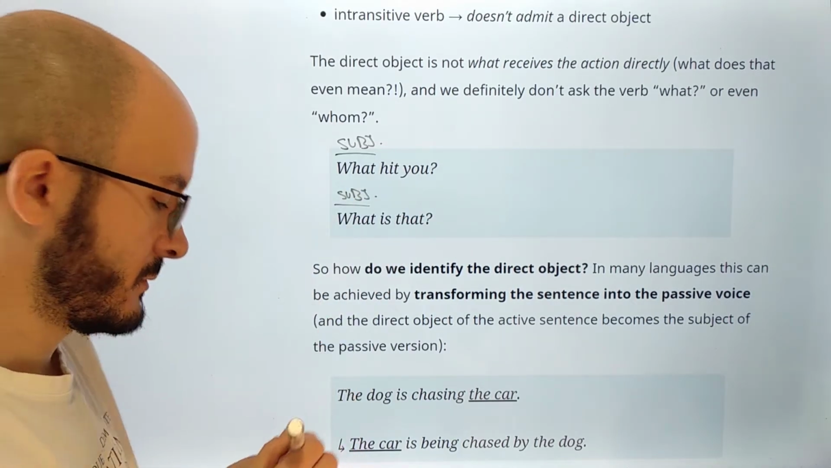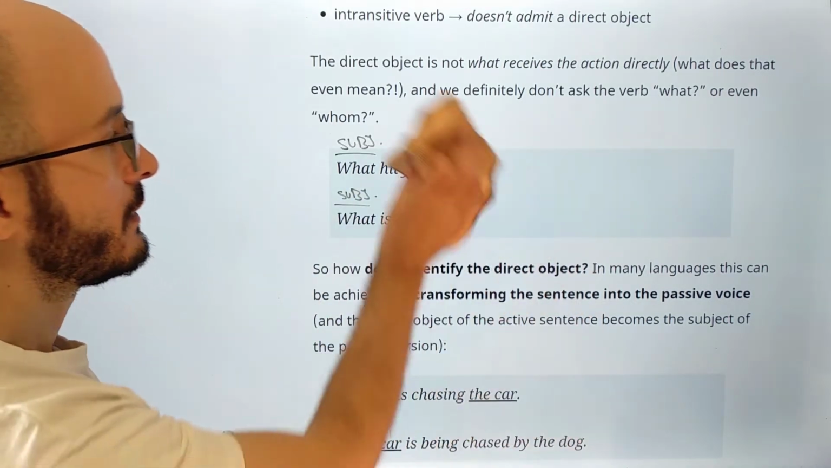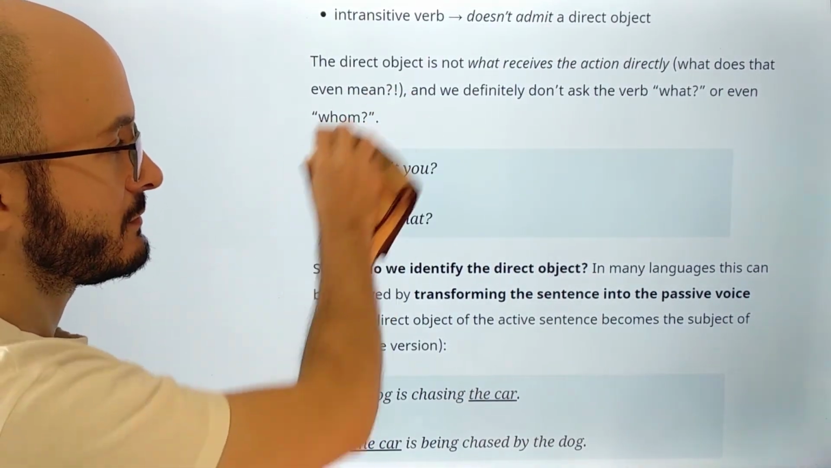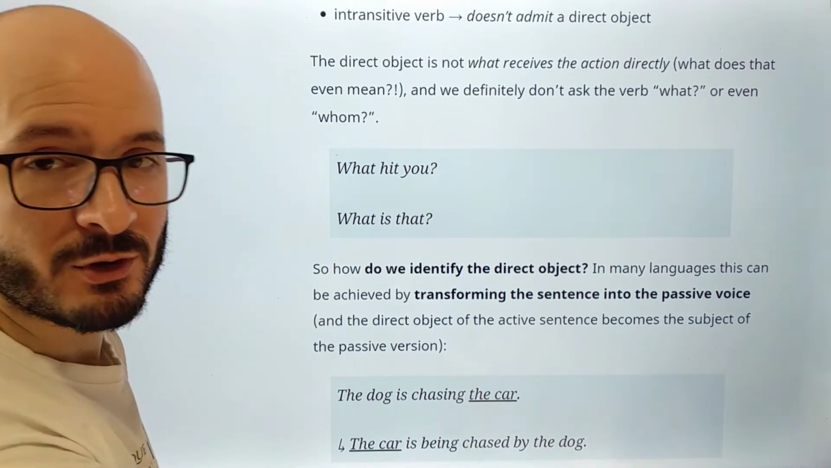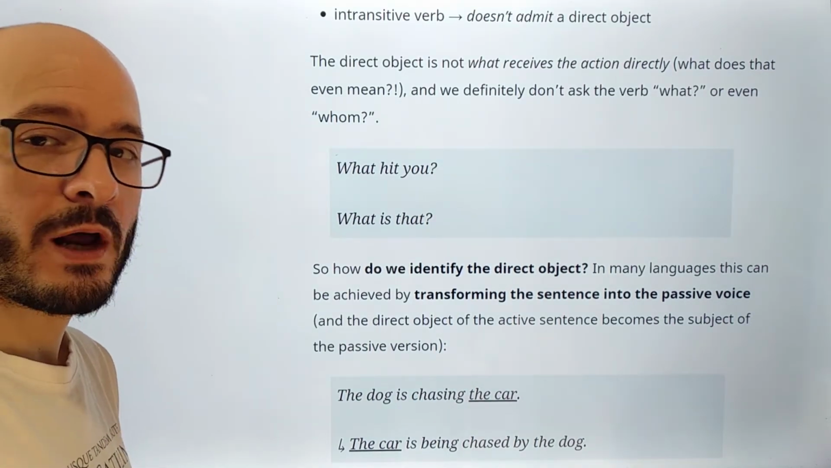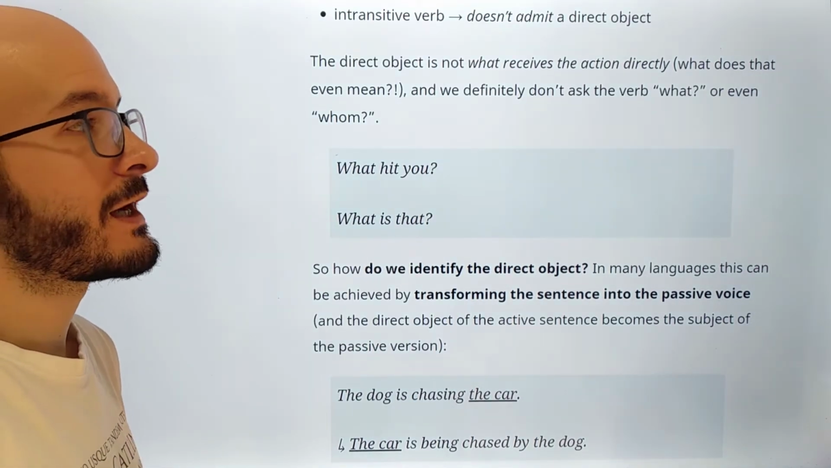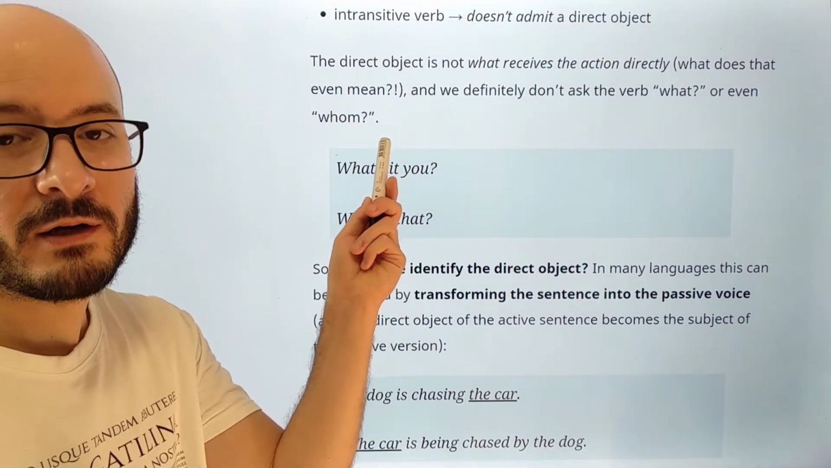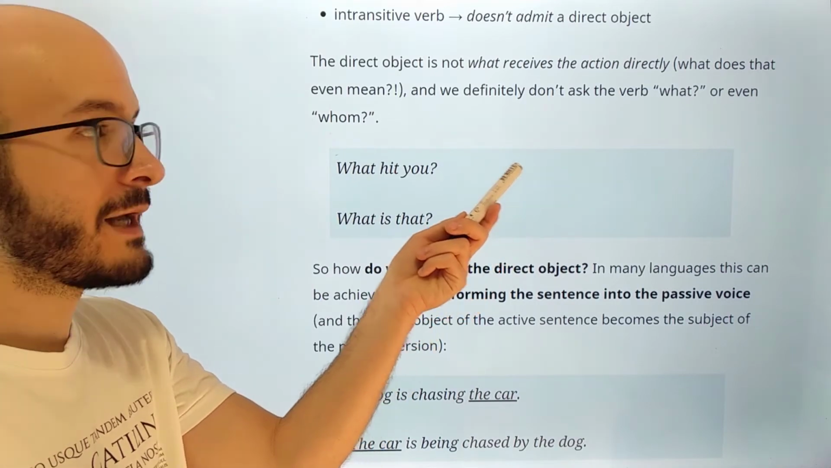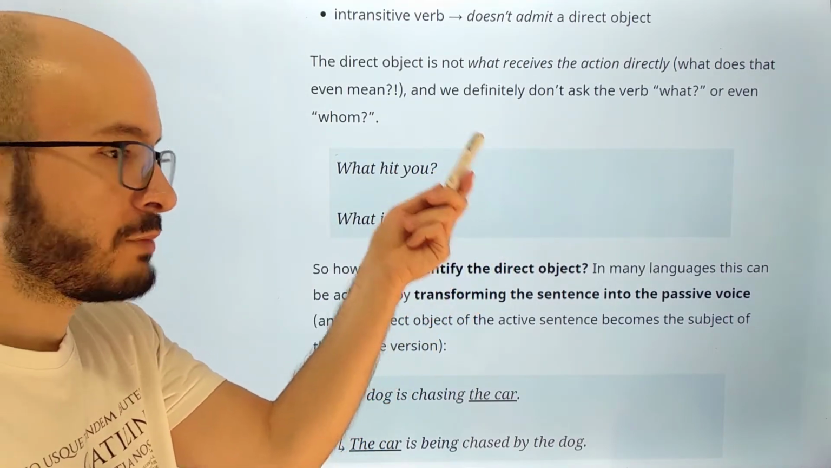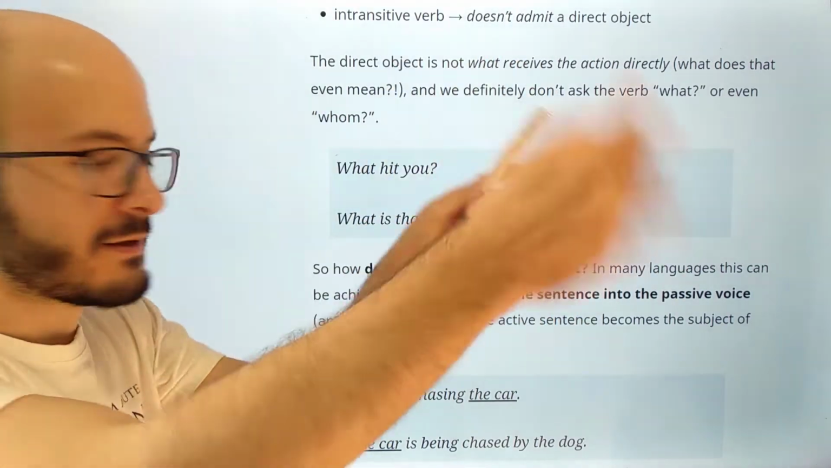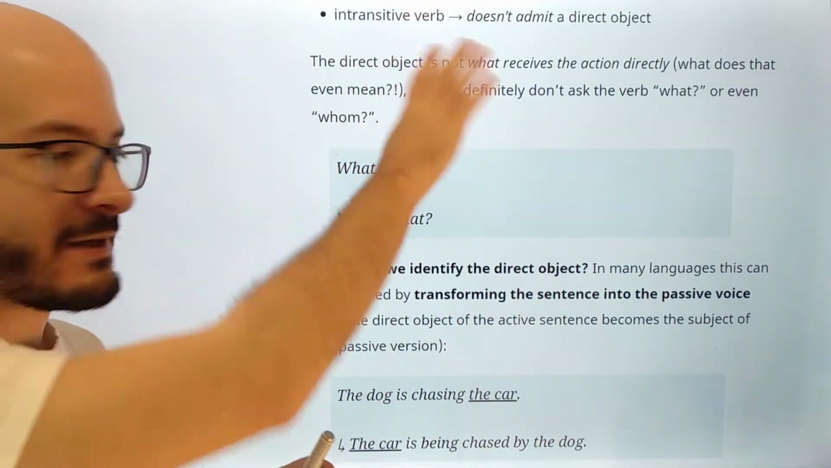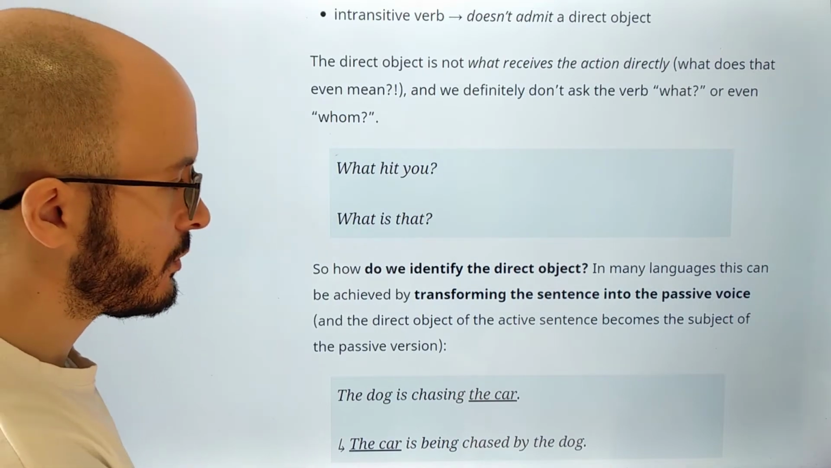Okay, so no. And then whom, the problem with whom is that many people don't even know the difference between who and whom. So we cannot use this question also because whom can only refer to people, but the direct object can be both people, animals, objects, etc. No? So no. We cannot be asking these things to the verb because they won't work always.